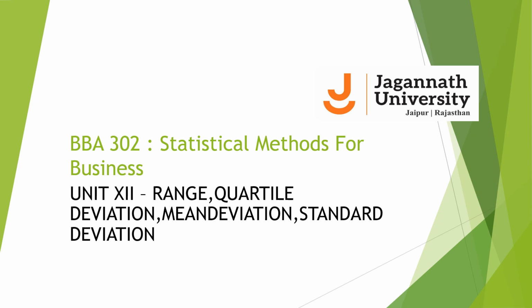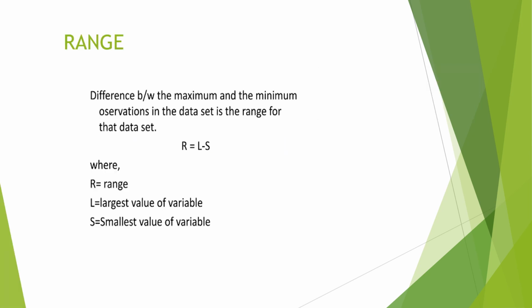Hello friends, let's start with Unit 12: range, quartile deviation, mean deviation and standard deviation. They all are methods of absolute measure of dispersion. As we know, absolute measures of dispersion or variation are those measures which are expressed in the same statistical unit in which the original data are given, such as rupees, kilogram, tons, pounds, etc. So we will study one method at a time.